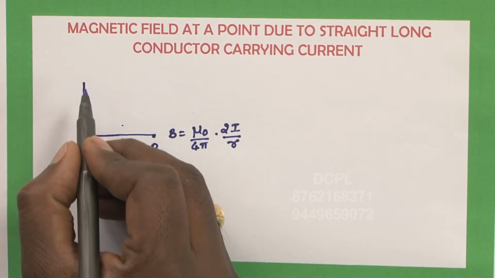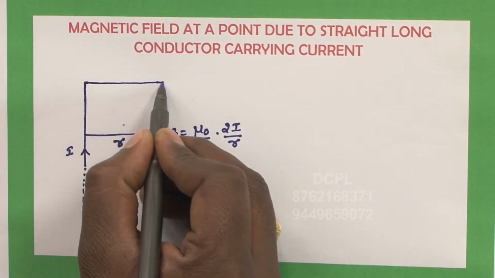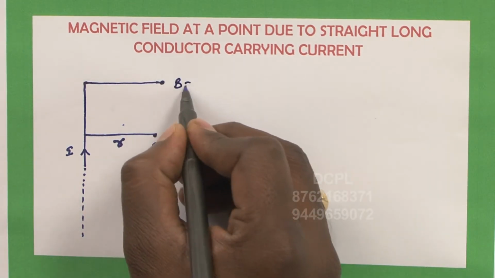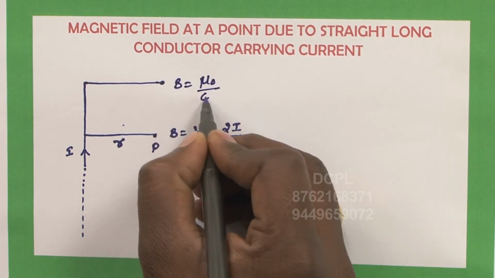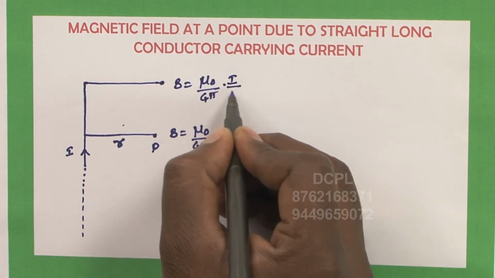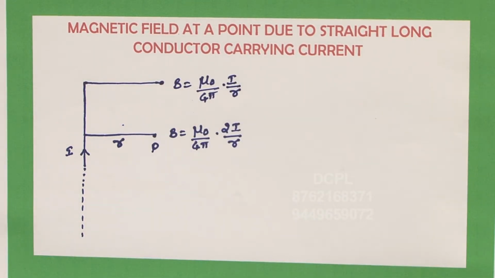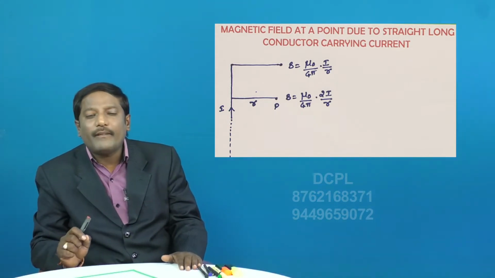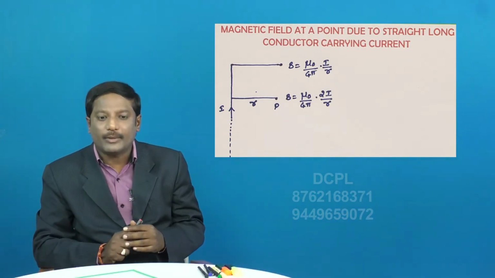Similarly, if you want to calculate at one end of the straight conductor, the magnetic field is given by the formula B is equal to mu naught by 4 pi into I divided by r. At the midpoint, it is 2 times I by r, at one end it is I by r. This formula holds good for an infinitely long straight conductor.